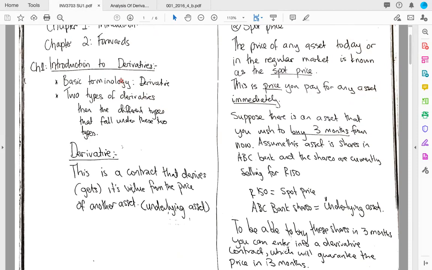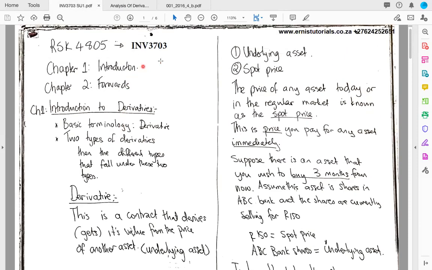So the first thing you need to note, you actually need to understand what we mean when we talk about a derivative, like what the name actually means. What is a derivative, right? And then you also have to understand the different types of derivatives.